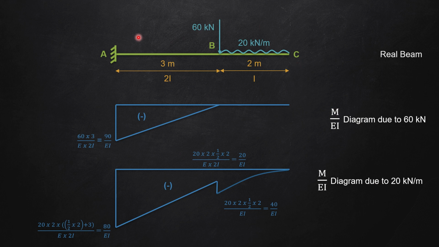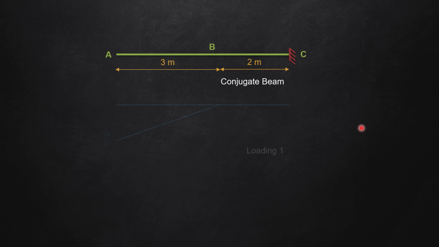So here we have found out the M by EI diagrams due to both the loadings. If I would have found it together, it would have been a little complex, so it's better to take one load at a time and find out the M by EI diagram separately. Now the third step is that we will have to apply the M by EI diagram as a loading on the conjugate beam. So here I have brought back the conjugate beam again.